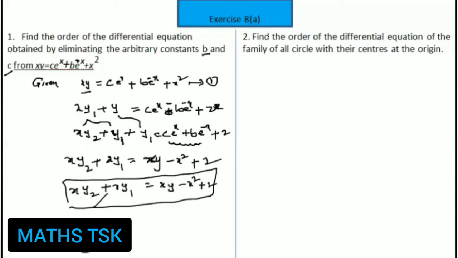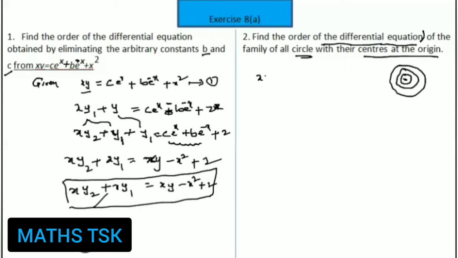Next, come here. Find the order of the differential equation of the family of the circles with their centers at origin. We have to find the order of the differential equation, for which we have to find the differential equation of the family of the circles whose center lies at origin. If the center lies at origin, which one varies? The center is fixed, so the radius changes. So we have to find the equation of concentric circles.